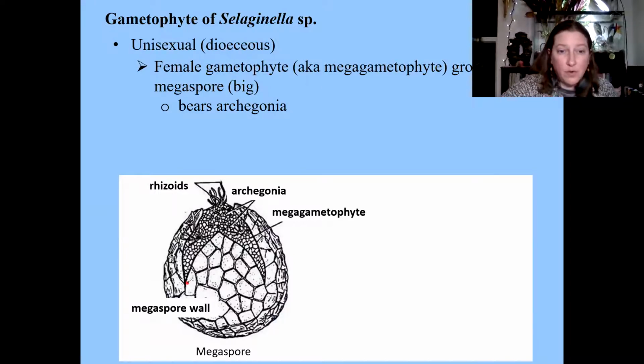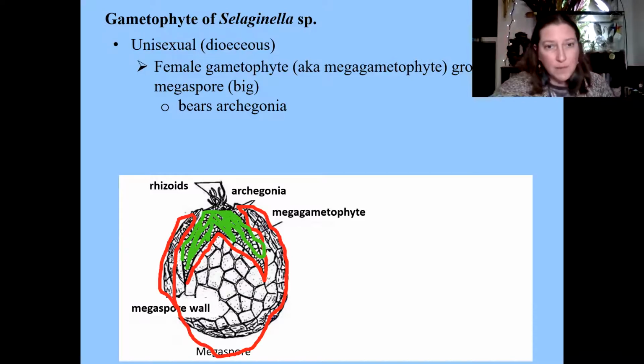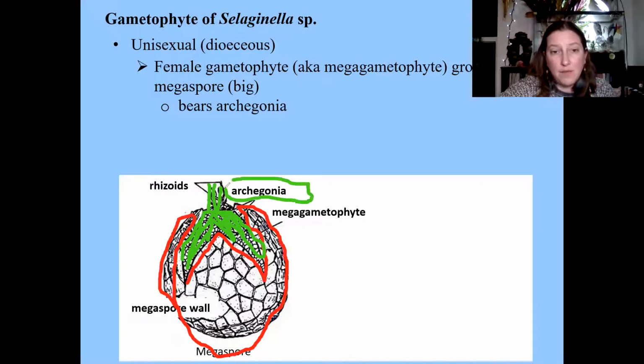I'll use the same colors as before. So here's that megaspore wall. This whole thing is the megaspore wall. And here's the female gametophyte inside, growing inside. Now, it does poke out a little bit, kind of like with rhizoids, just a little bit. But the whole thing basically stays inside the spore wall. And on that female gametophyte plant will be sex organs or archegonia, right?